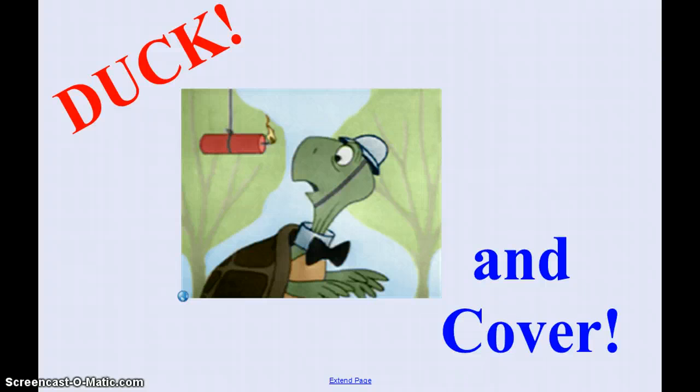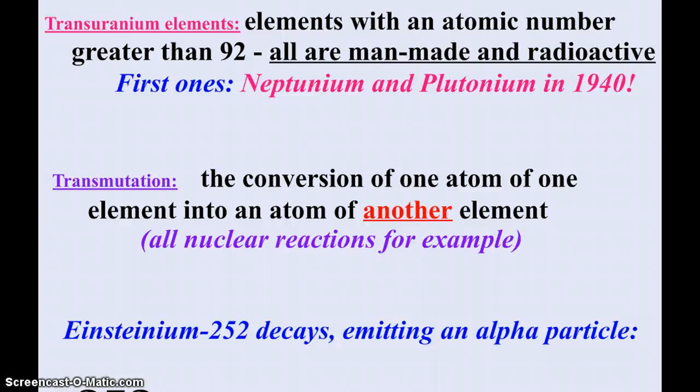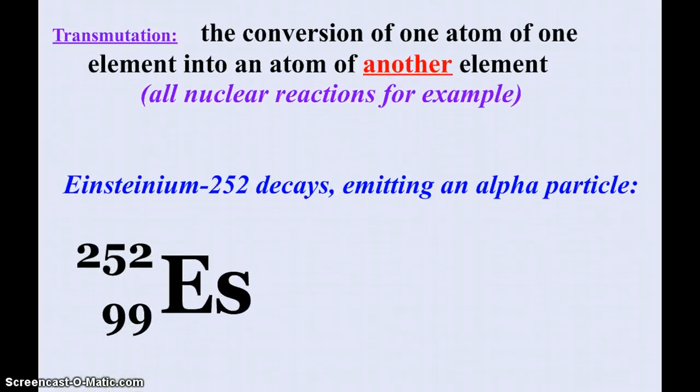So if you want to see the full service announcement from Bert the Turtle, then like I said, search on YouTube for that. Alright, the last part of this video are these transuranium and transmutation definitions. So transuranium elements, these are all the elements after number 92. Remember, uranium number 92 is the largest naturally occurring atom on our planet element. And so everything after that are all man-made and radioactive, with the first ones being created in 1940, neptunium and plutonium. And what we're seeing here now are these transmutation reactions.